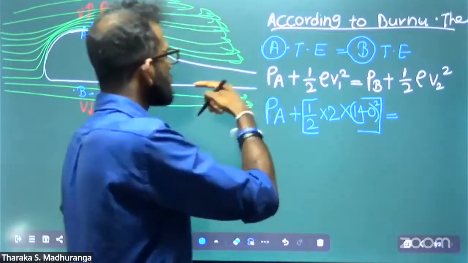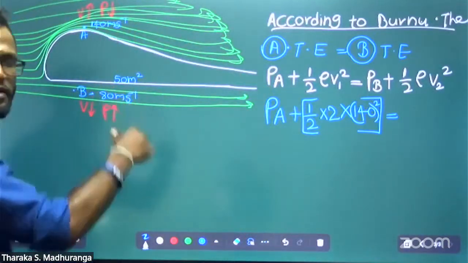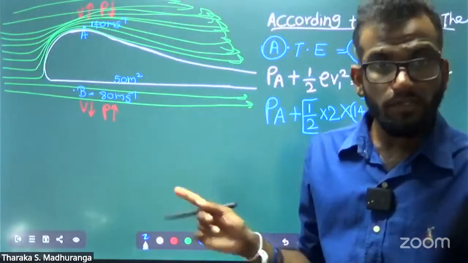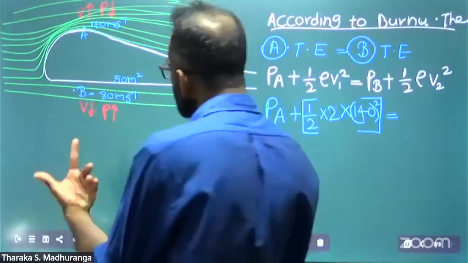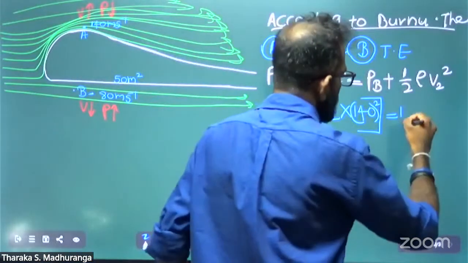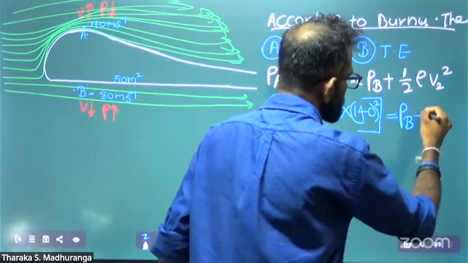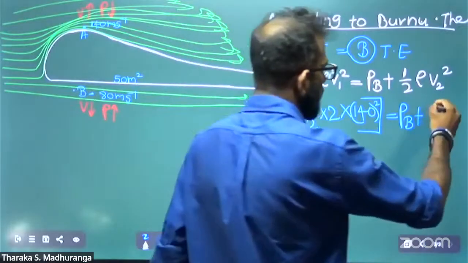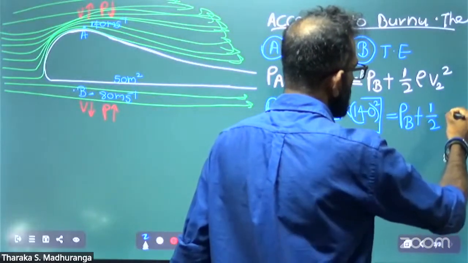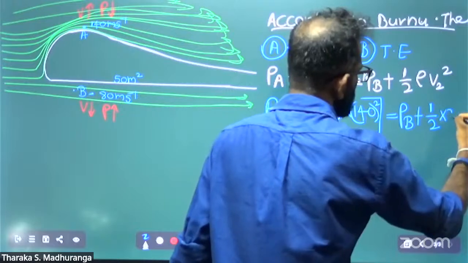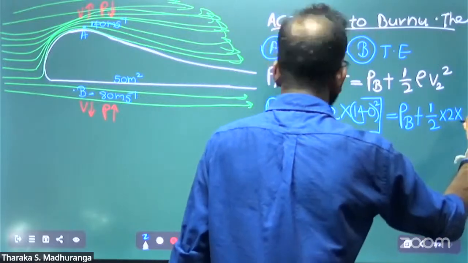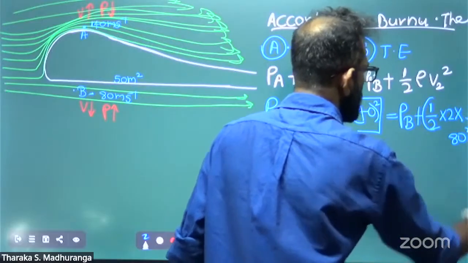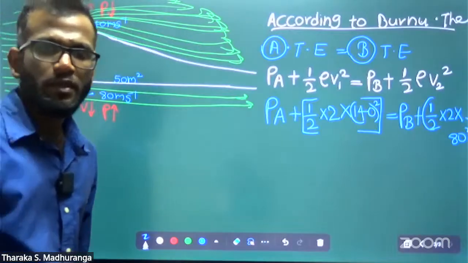Okay, then B side. Come to the lower side of the airplane. In the lower side, what is the pressure? Is it given? Not given, and there is no method to find it. Therefore, I use PB. PB plus half, half is a constant, rho, it is the same air, V squared, 80 squared.